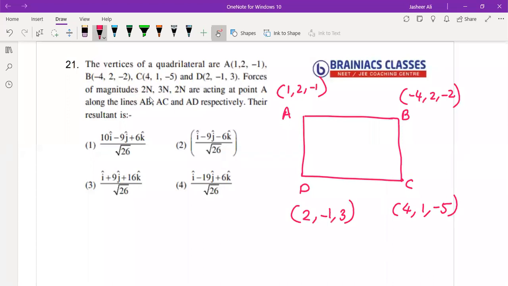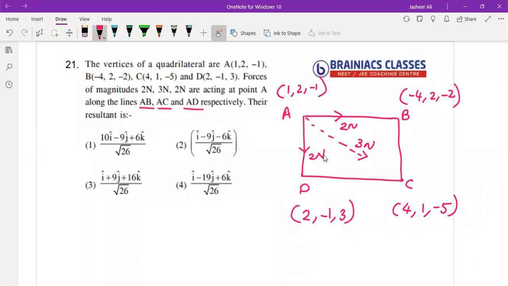Next, forces of magnitude 2 Newton, 3 Newton, 2 Newtons are acting at a point A. These three forces are acting. At which point are these forces acting? At the point A. At the point A, these forces are acting along the lines AB, AC, AD. So along the direction of AB, 2 Newton. AC means this direction. This is the direction of AC. So here 3 Newton, here 2 Newton, then one force is along AD. AD is also 2 Newton.